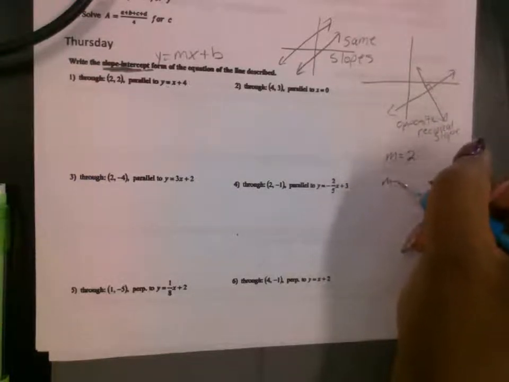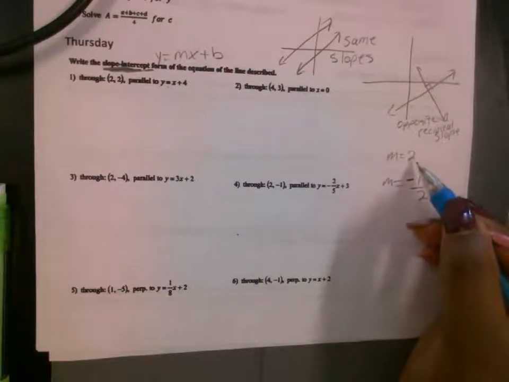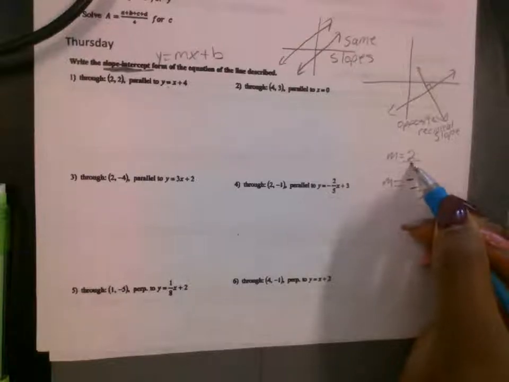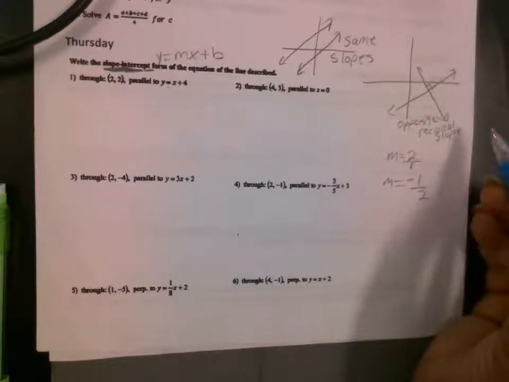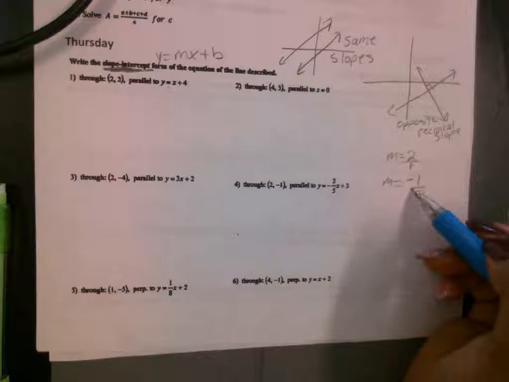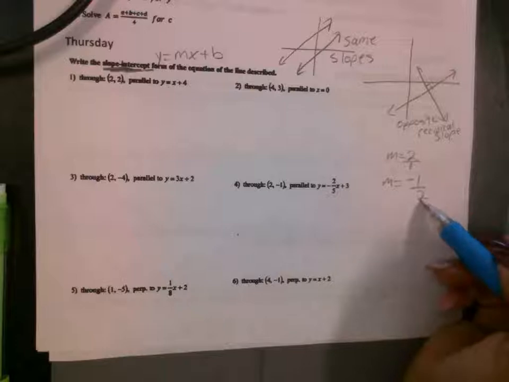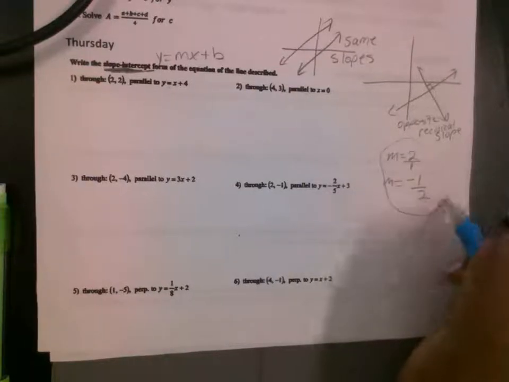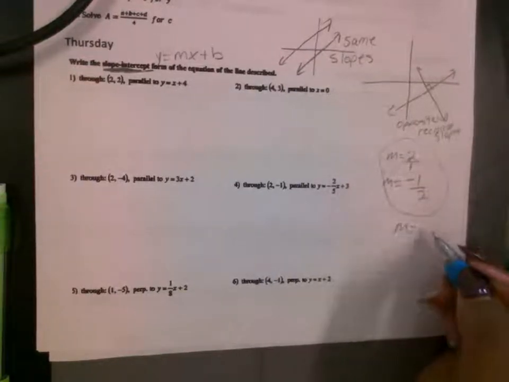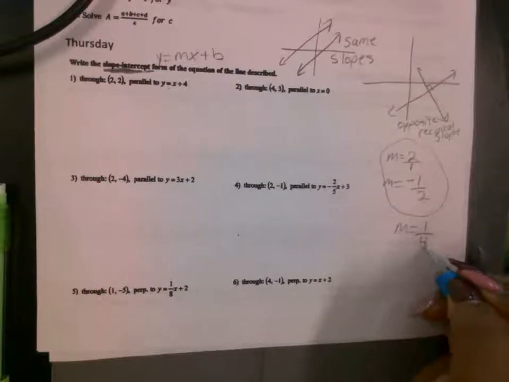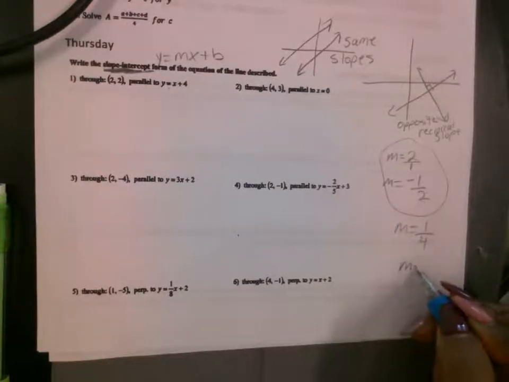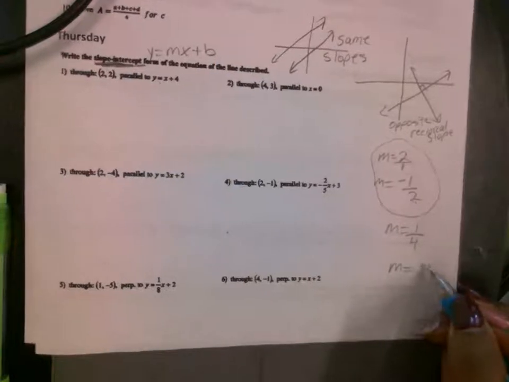That means that if one of the slopes is 2, then the other slope is going to be a negative 1 over 2. Okay? Remember, the whole number 2 can be written as a fraction in this way. So the opposite of a positive is a negative, and the reciprocal of 2 is 1/2. So they're opposite reciprocal slopes. In the same way, if the slope is 1 over 4, then the other slope would be negative 4.